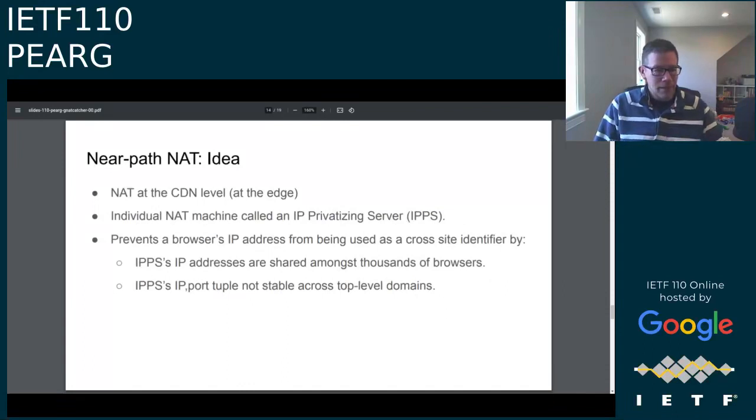So the near path NAT. The idea is that you basically run a NAT at the edge of the internet, perhaps at the CDN level. And we call each machine running the NAT an IP privatizing server, so an IPPS. And so these IPPSs are basically natting the traffic coming from clients, and they're sharing their IP address amongst thousands of browsers. So sites can't really tell which of the browsers it is. And they can also change the IP address and port as you go between different sites. If you have IPv6, they could just change the IP address so that as you're browsing across sites, they can't re-identify you based on your IP address because it's changing.